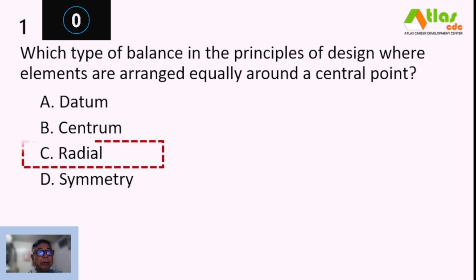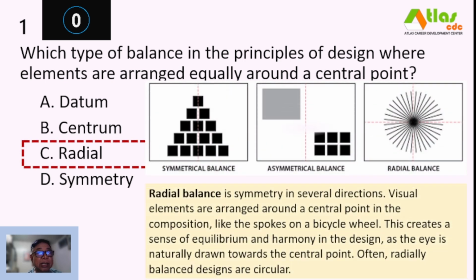And our correct answer is letter C. Radial. So radial balance is symmetry in several directions. Visual elements are arranged around the central point in the composition like the spokes on a bicycle wheel. This creates a sense of equilibrium and harmony in the design as the eye is naturally drawn towards the central point. Often, radially balanced designs are circular. This one is the radial balance, this is asymmetrical, and this is the symmetrical balance.